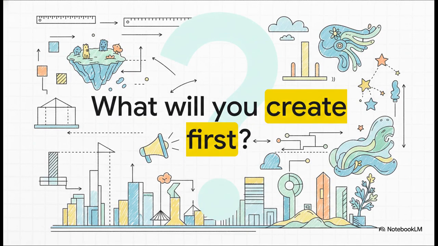So here's the most important point. Structure doesn't limit your creativity, it unleashes it. By learning how to build a prompt with architectural precision, you're not telling the AI to think for you. You are giving your own creative vision a clearer, louder, and more powerful voice than ever before. So now you have the blueprint. The only question is, what will you create first?